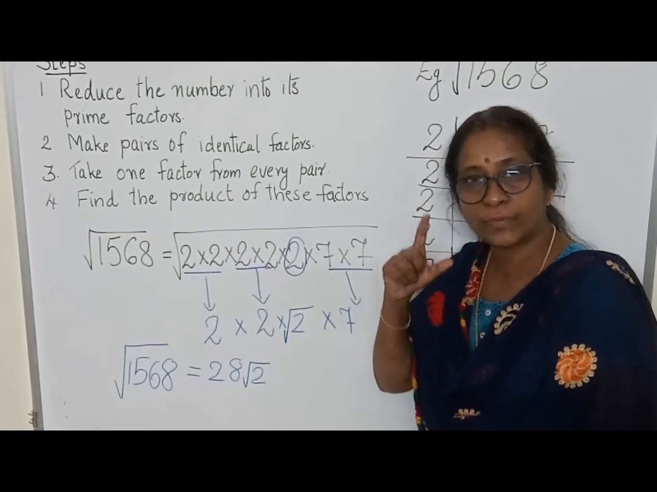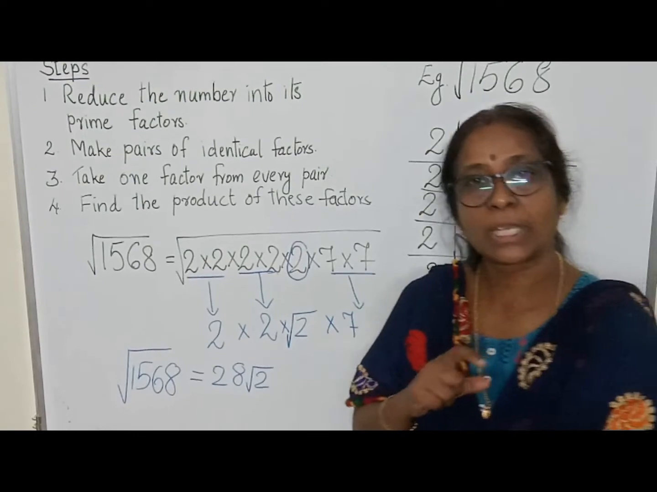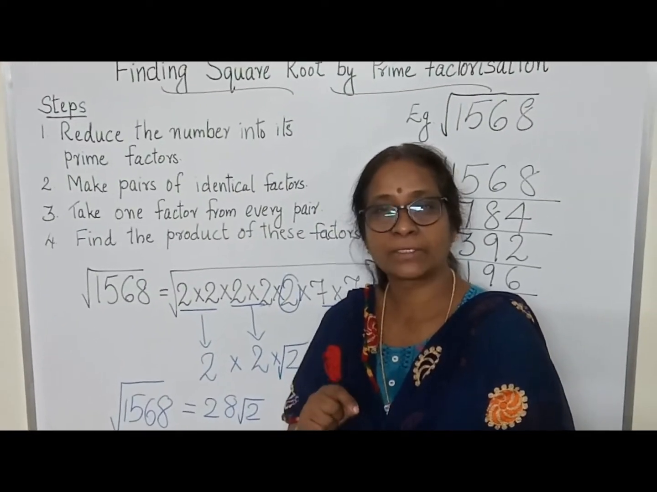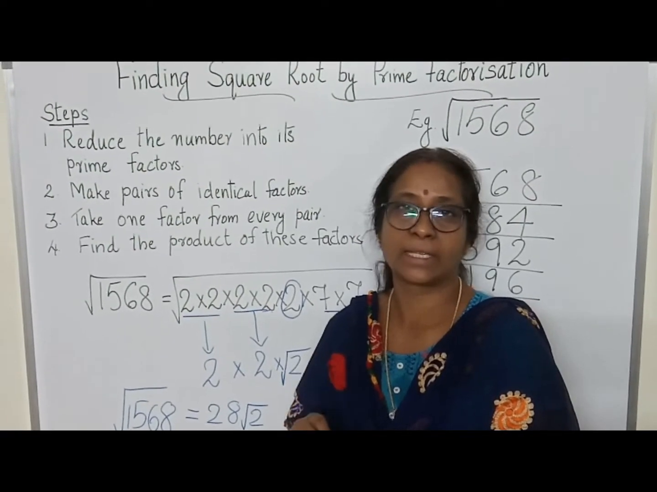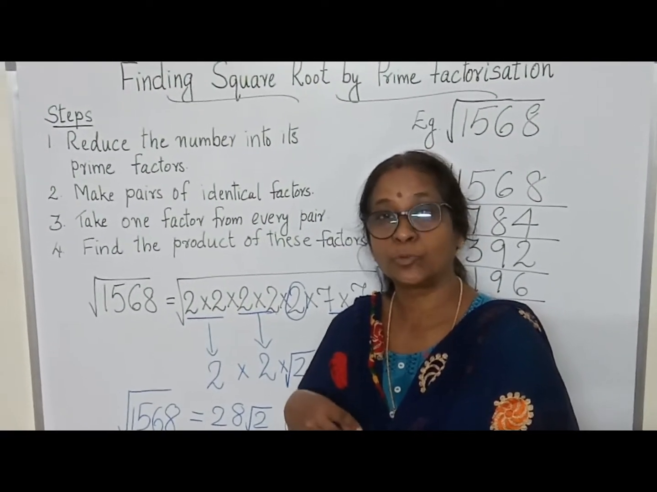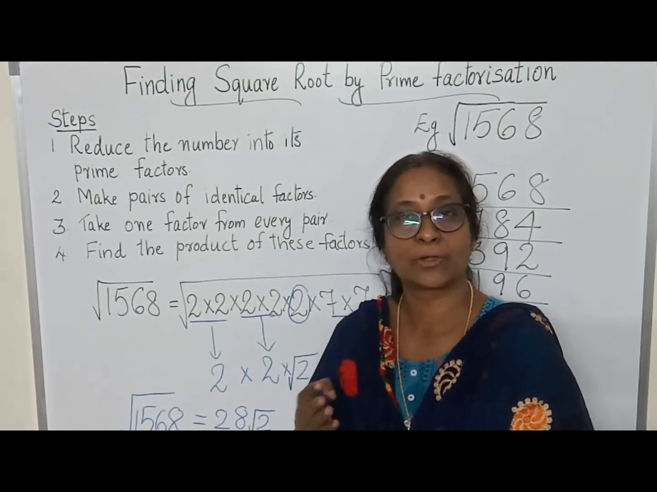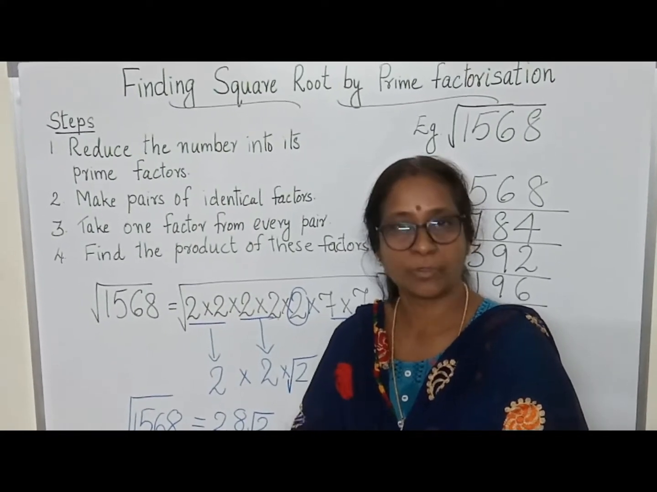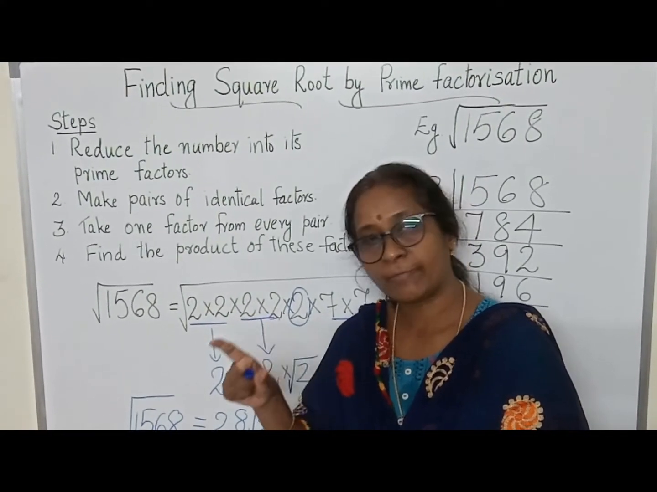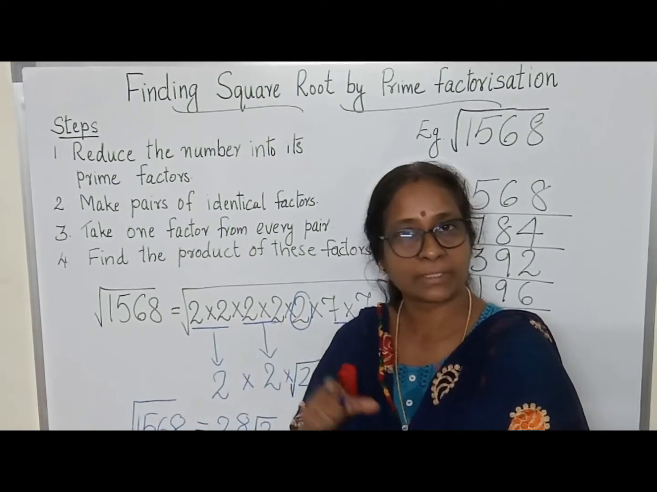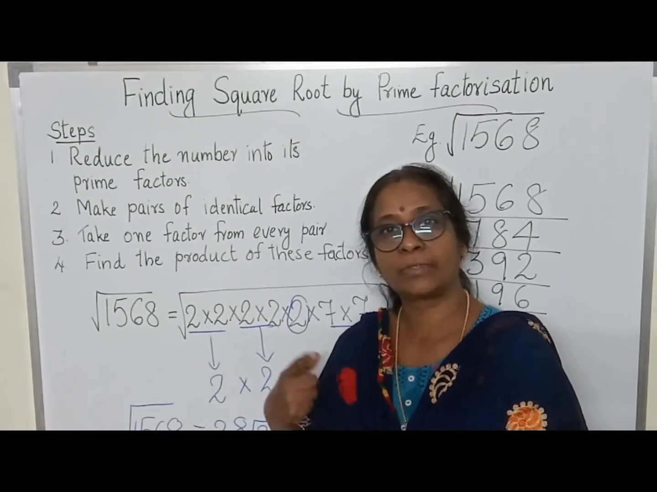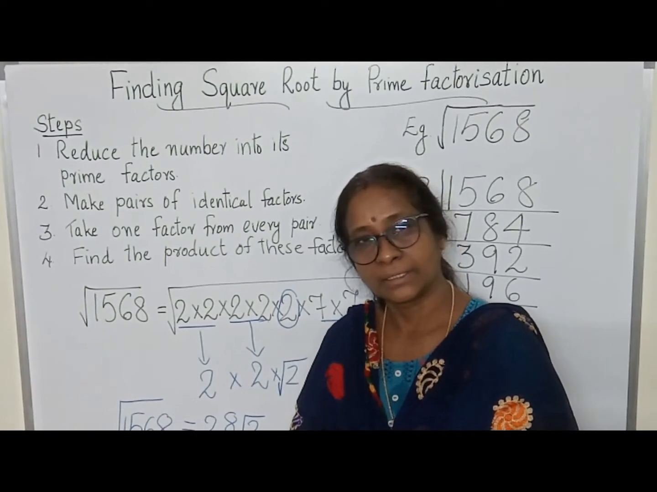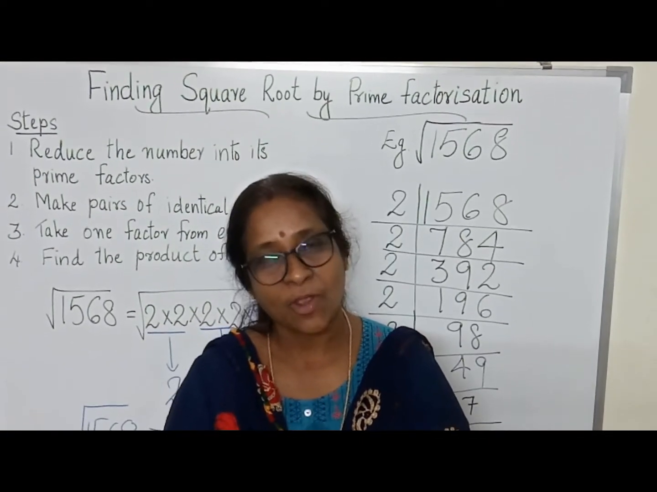So when you find the prime factors, if you get any factor as single without making a pair, that factor should be written under the radical sign. Sometimes there may be 2 factors or 3 factors which are not in pairs. How many factors you get doesn't matter, you have to multiply them. How many factors you got in pairs? Take one factor from each. How many factors you got without pair? Multiply them and write under the radical sign. Is that clear? That's all for today.